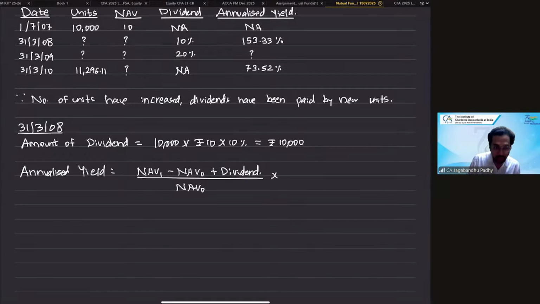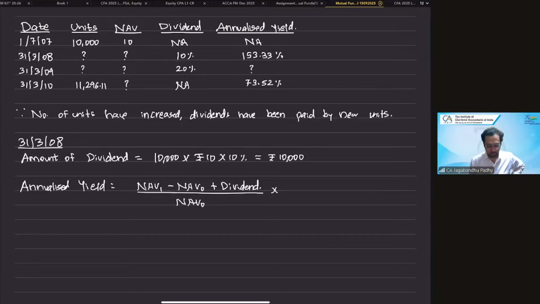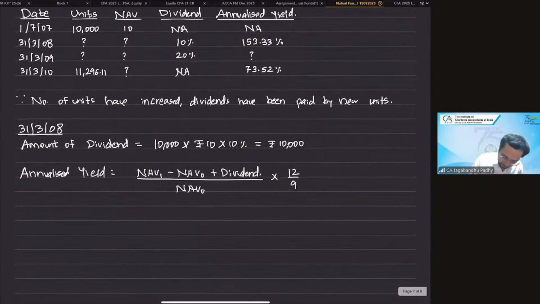Yes, sir. Because it's annualized yield, and here we are talking of a time period from 1/7/2007 to 31st March 2008. So what is the time period? How many months? It's not a whole year, it's 9 months. So into 12 by 9 needs to be adjusted, because this is the return that we have got for 9 months, and I want the number to be annualized. Got it?